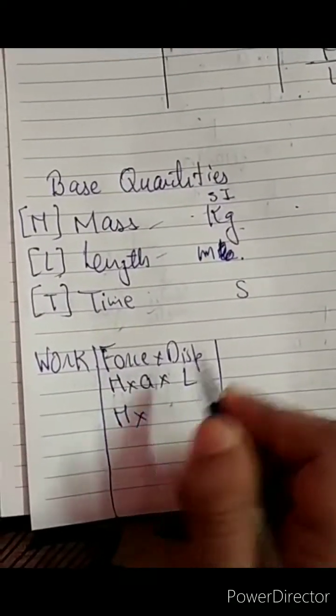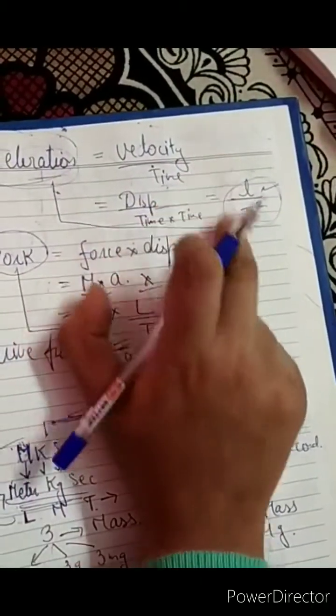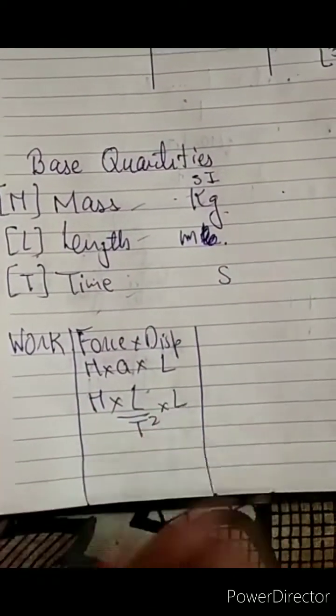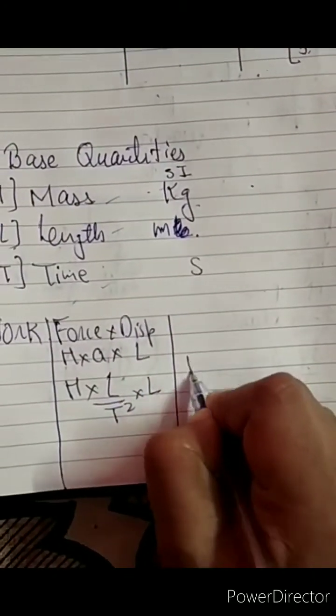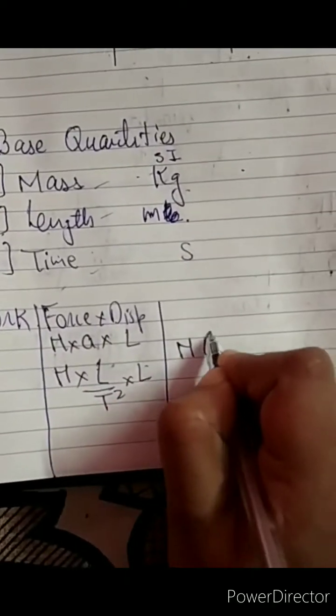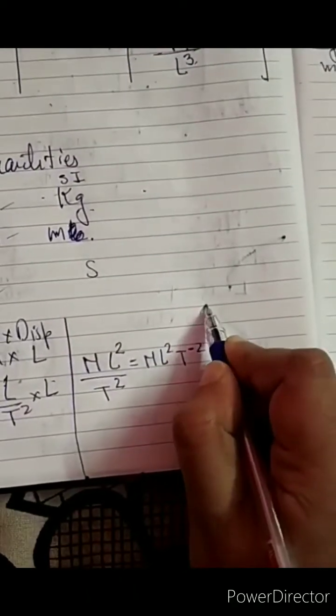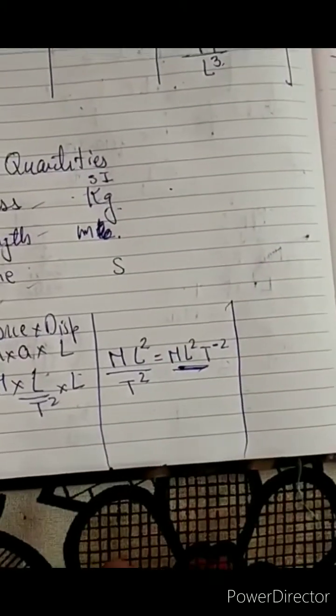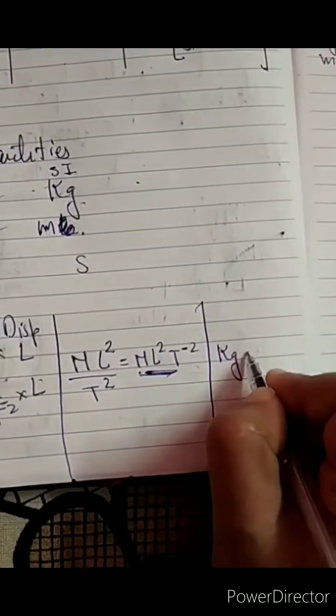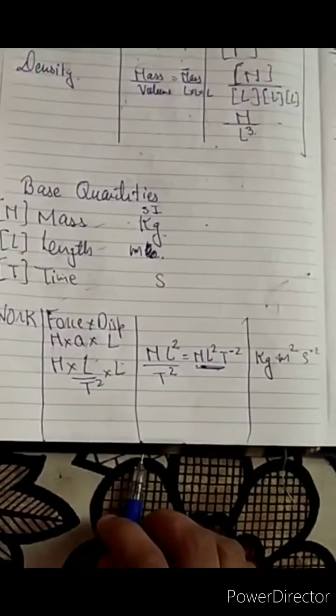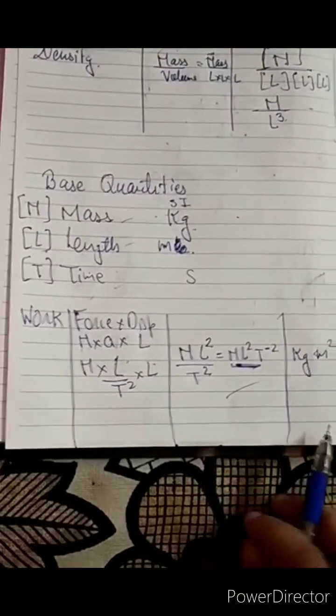So what is acceleration? Acceleration is nothing but velocity upon time. Remember, displacement upon time, L upon T square. Okay, so can I write directly L upon T square into L? So what type of dimensions are we getting? We are getting M, L into L square divided by T square. Correct? Or can I write it like this? M L square T minus 2. Okay, with the help of these, can I write SI unit? Yes, I can write. M is mass. Mass will be in terms of kg. What is length? Length will be in terms of meter, that is meter square. What is T? T will be in terms of second, that is S to the power minus 2. This is the SI unit of work in terms of dimension and in terms of SI unit.